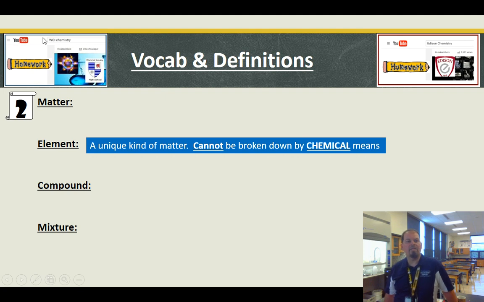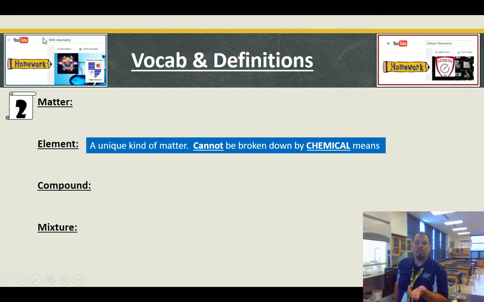Element. An element is a unique kind of matter that cannot be broken down by chemical means. Notice that's in bold: cannot be broken down by chemical means. That is something that is normally on a Regents question. Which of the following cannot be broken down by chemical means? You need to know that that is the definition of an element, so you're looking for an element, not a compound. An element is something that is the same atom. It can be two of the same atom, like oxygen is O2.